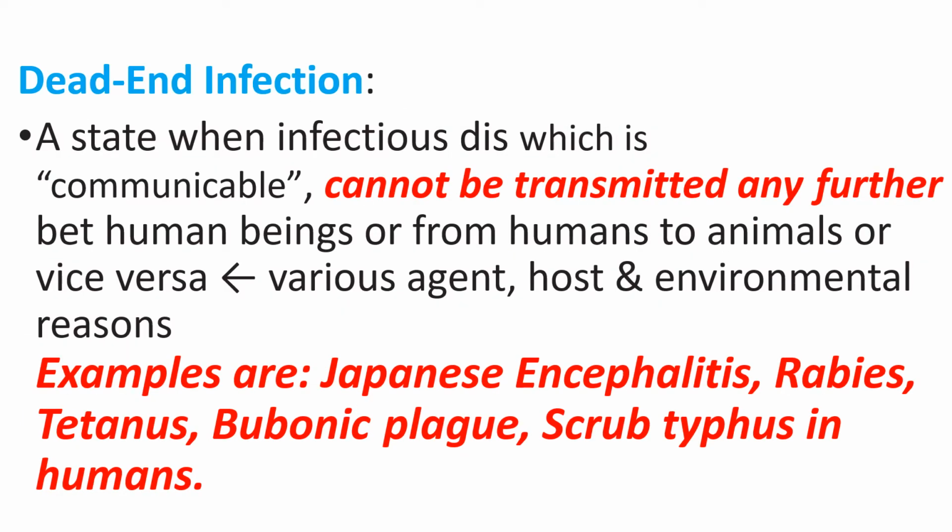Dead-end infection is a state when an infectious disease which is communicable cannot be transmitted any further between human beings or from humans to animals or vice versa, due to various agent, host, and environmental reasons. Examples: rabies, tetanus, bubonic plague, scrub typhus in humans. When a dog transmits rabies to a human, the human cannot transmit it to other humans or animals.